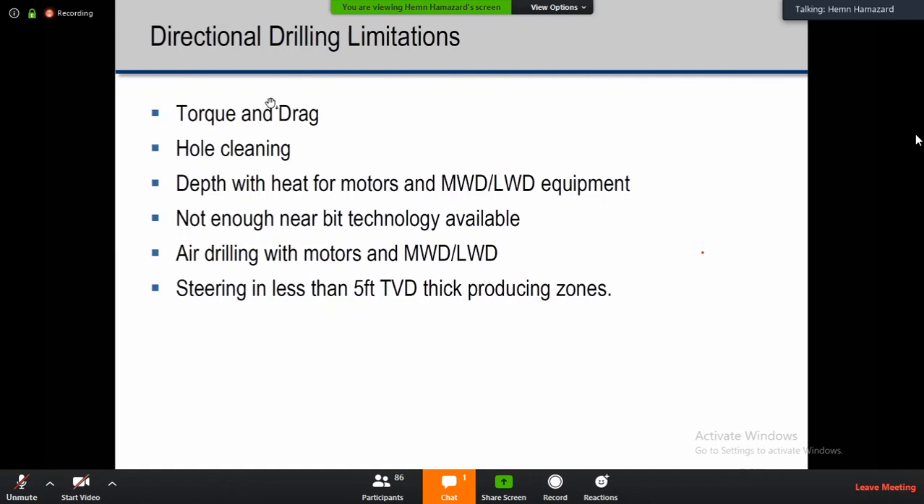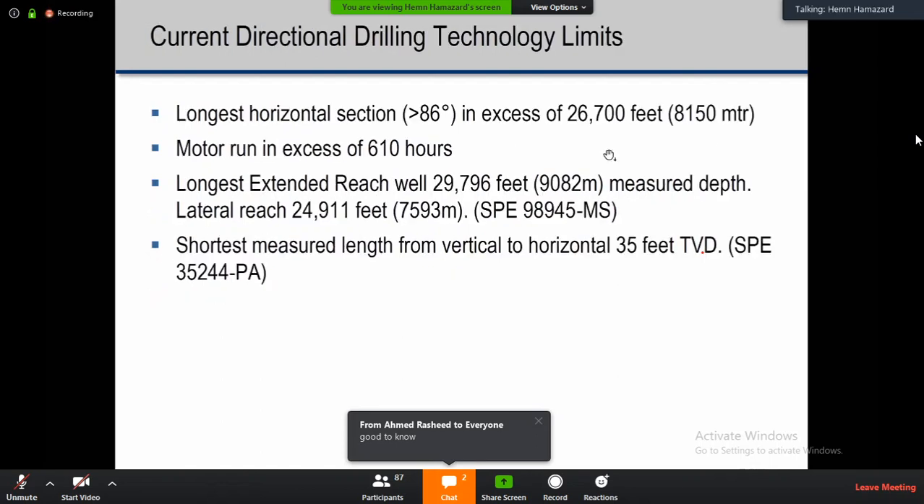So these are the limitations, we can call them, of the directional tools. These are some studies about the highest or the deepest well they've achieved with one run of the motor and stuff like that. It's not typical information for this section.